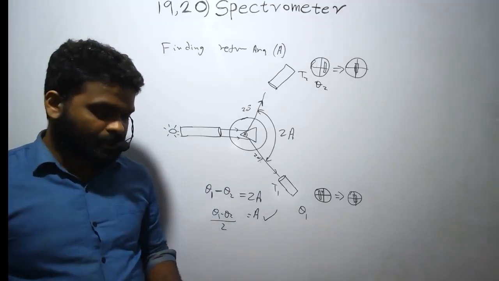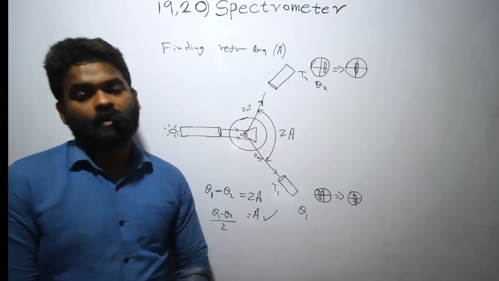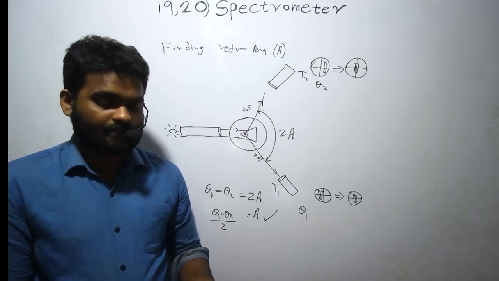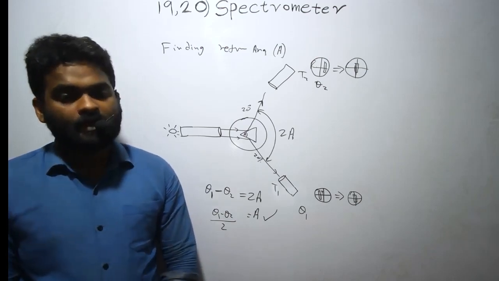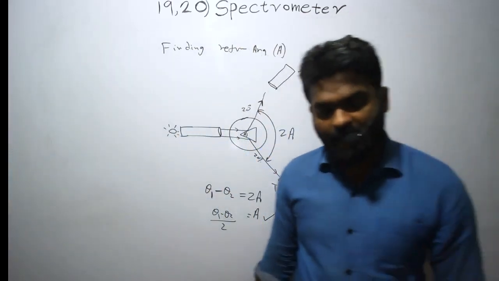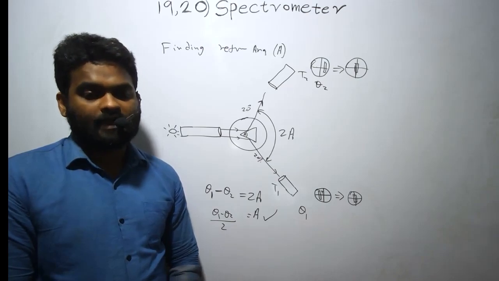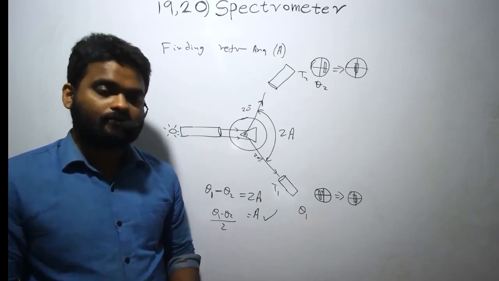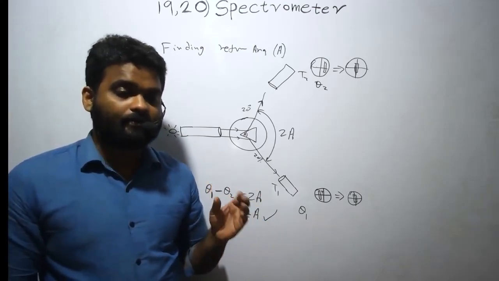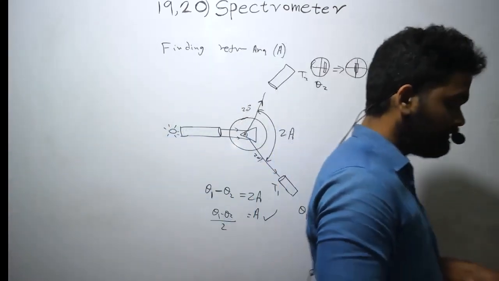Then the next point, to increase the accuracy of angles, consider the average value gained from R and L verniers, right and left, right? Gain from R and L verniers.